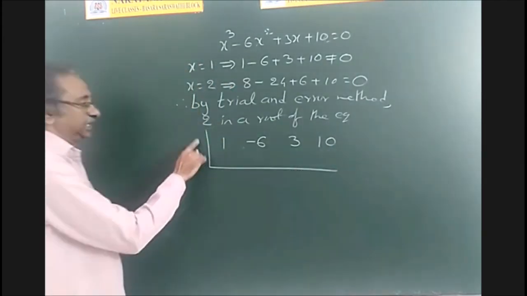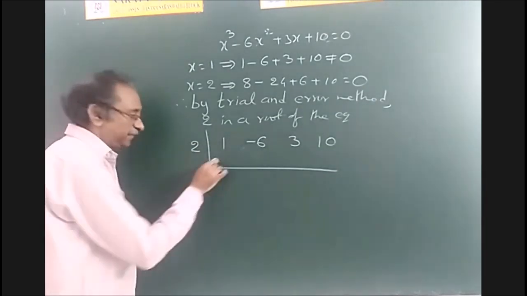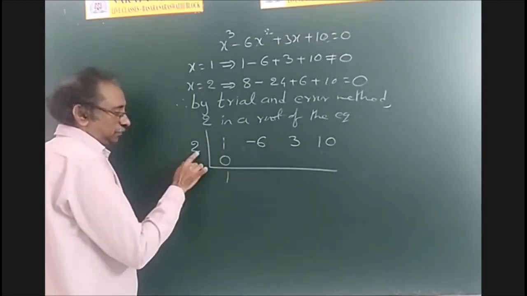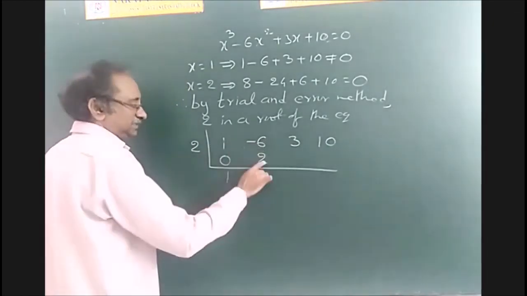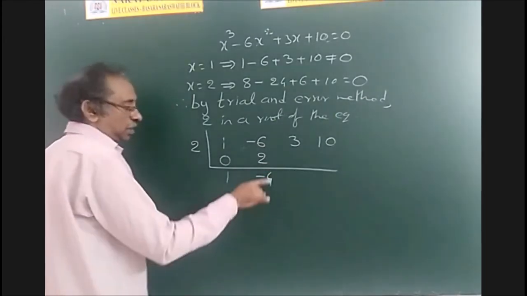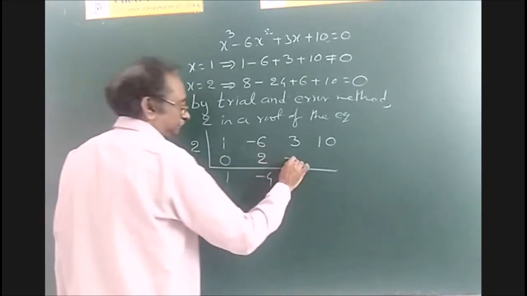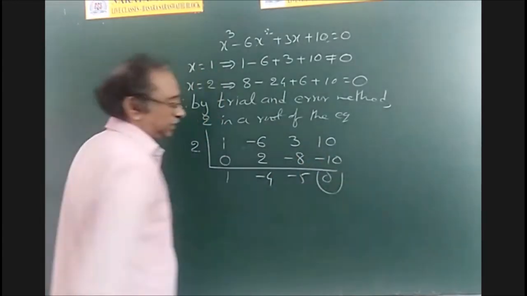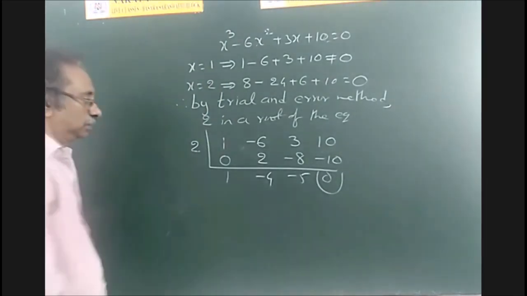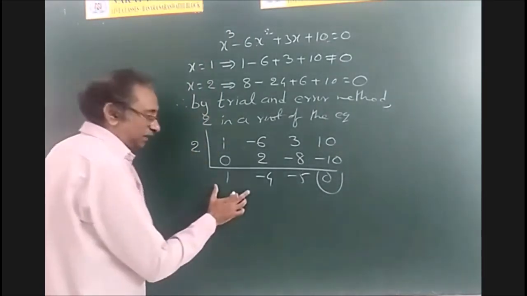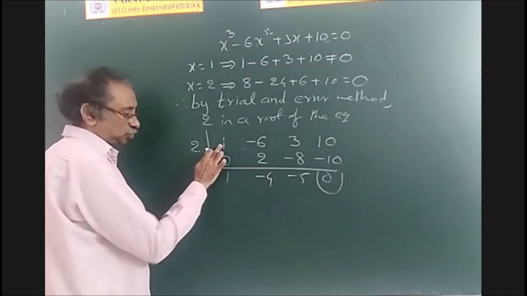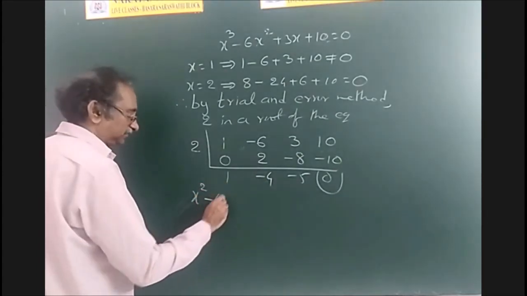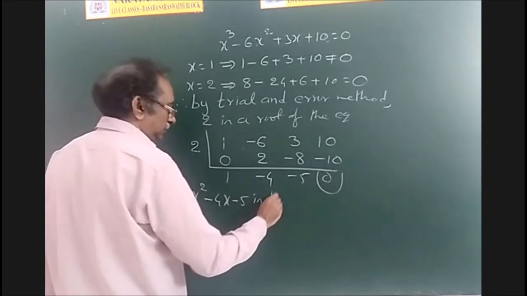Okay, and write here this root 2, and always start with 0 here. And now add these two, you will get 1, 1 into 2, 2, minus 6 plus 2, add these, you will get minus 4. Always multiply this with this, and write here, add this, and minus 10. So definitely you will get 0 here, if you do well. And therefore, x minus 2 is one of the factors. And what is the other factor? Because it is x cube, it starts with x square. Therefore, x square minus 4x minus 5 is the other factor.